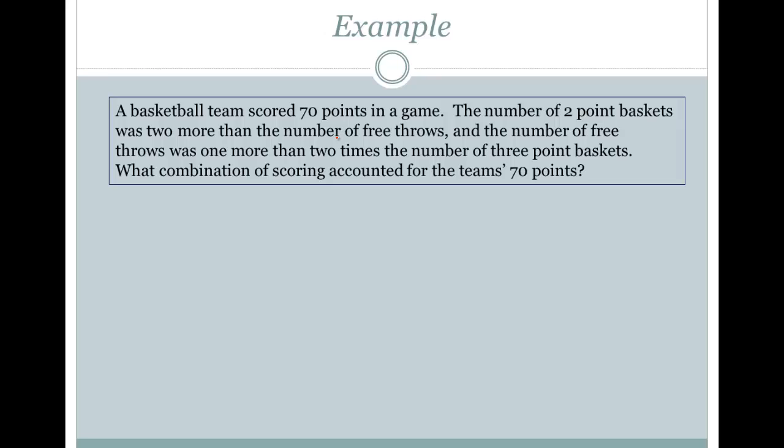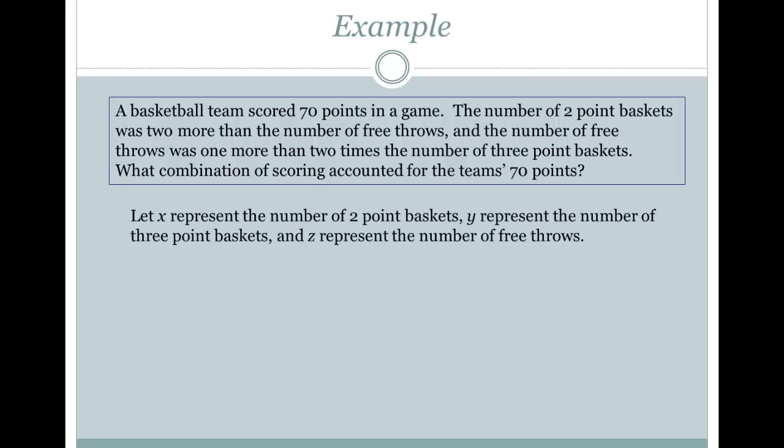Again, sounds like a lot of words, but basically we have 3 ways to score. We can hit a 2-point basket, we can hit a free throw, or we can hit a 3-pointer. Okay? So let's let x, y, and z be my 3 variables. We'll let x represent the number of 2-point shots, y represent the number of 3-point baskets, and z represent the number of free throws. Now let's break down what we know.